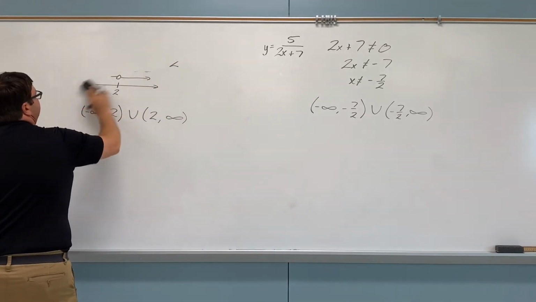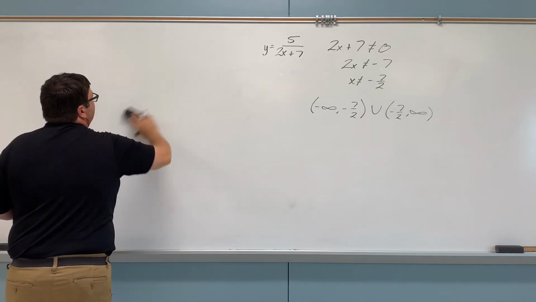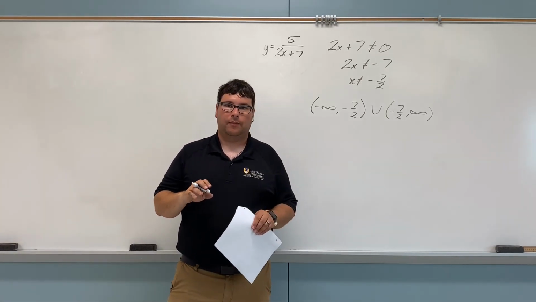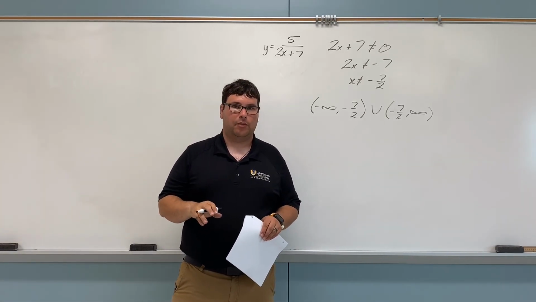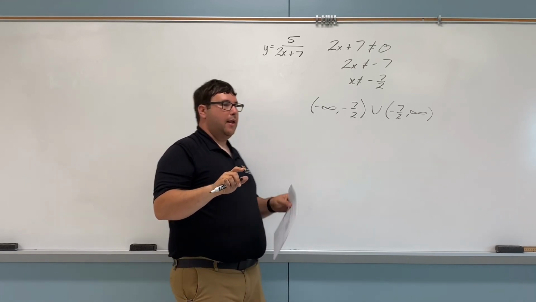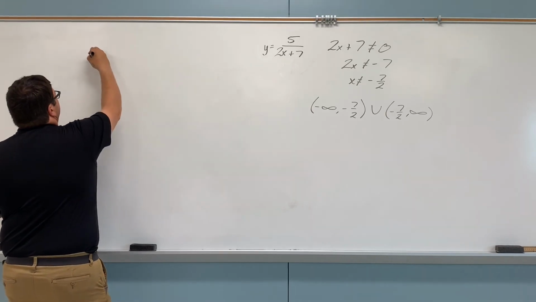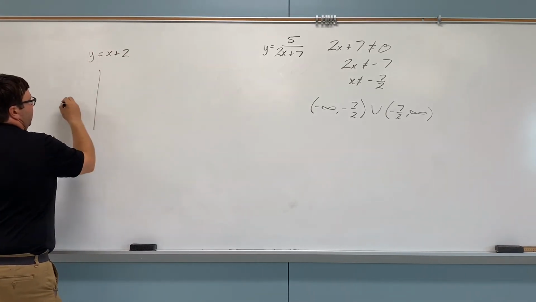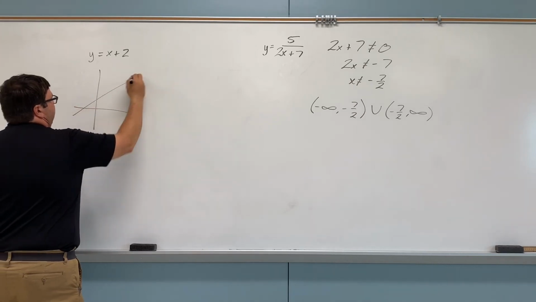Now, that being said, linear equations will have an unrestricted domain with the exception of one line, a vertical line. And so if you're looking at any equation such as y equals x plus 2, this would simply be something like this.